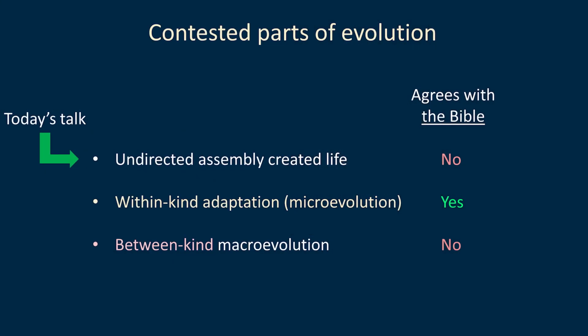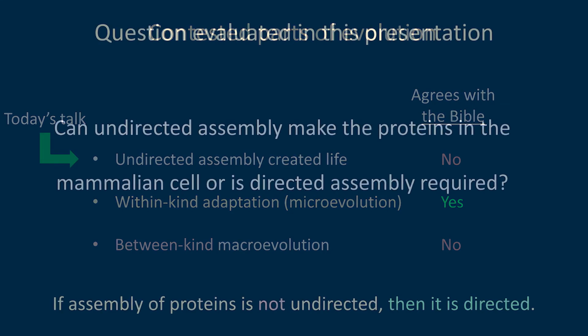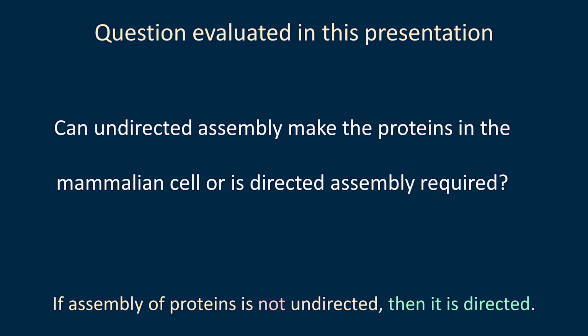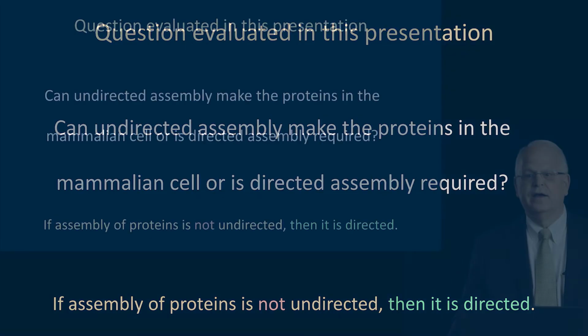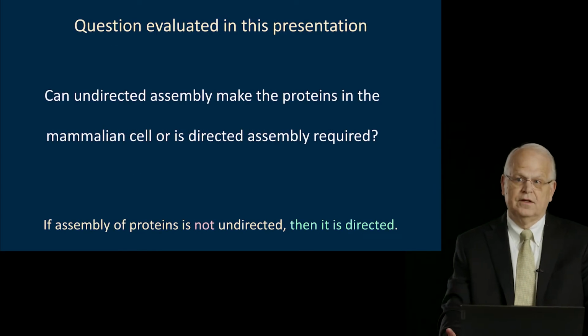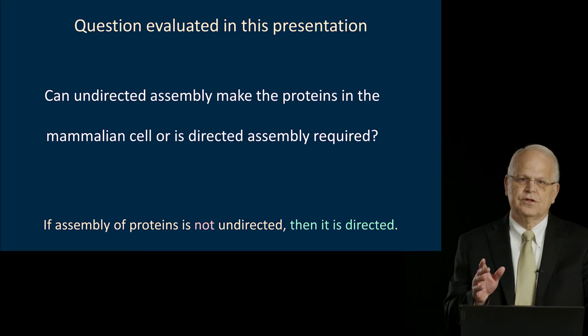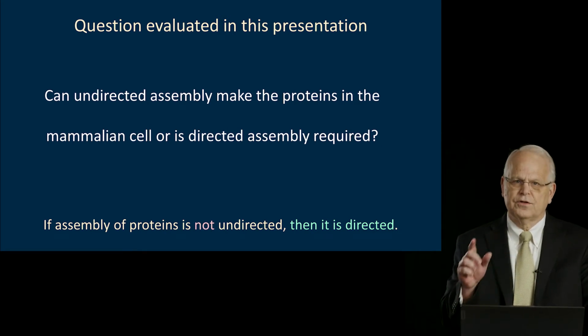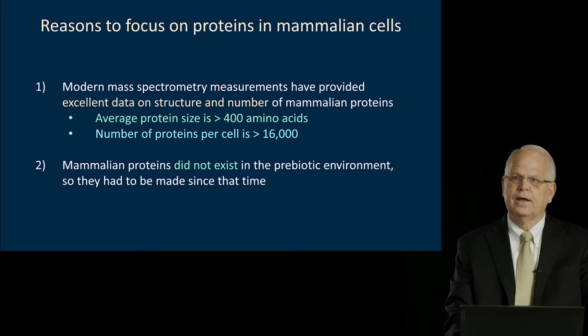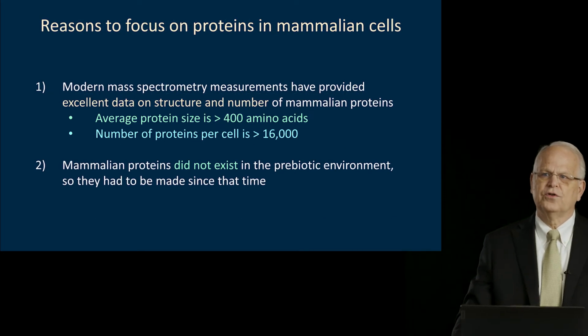Today's talk, like I said, though, is going to mainly focus on can undirected assembly create life? So I'm going to formulate the question to say, can undirected assembly make the proteins in the mammalian cell, or is directed assembly required? And the one key point I want to make here is that if assembly of proteins is not undirected, then it's directed. There are only two choices. It's either undirected or it's directed. So we're going to take a look at the probability that undirected assembly could make the proteins in the mammalian cell.